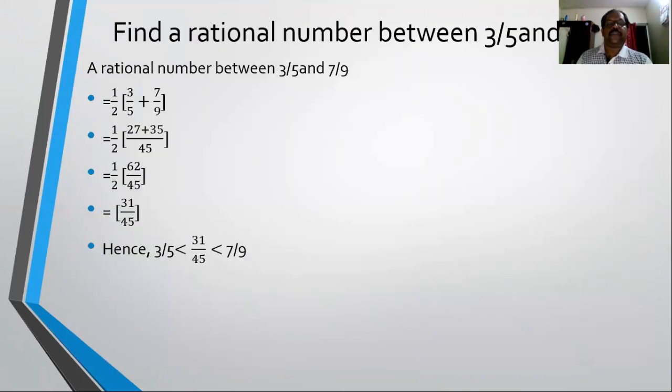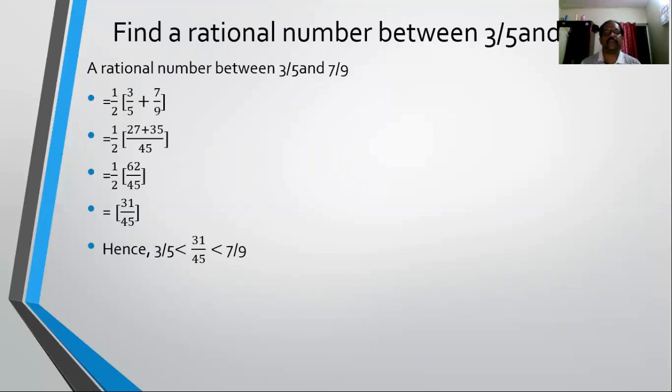In this video today we are going to see this example: find a rational number between 3 by 5 and 7 by 9. That is an example on the denseness property. In the denseness property we have seen that between any two rational numbers we have one more rational number, which is given by half of (x plus y). If x and y are the given two rational numbers, then half of (x plus y) can be obtained.